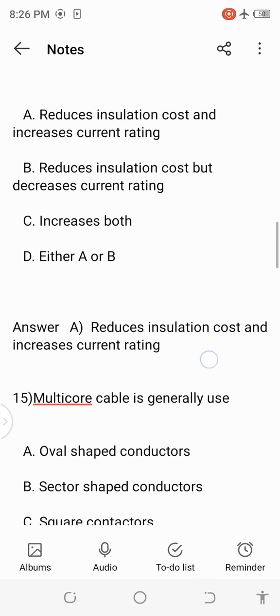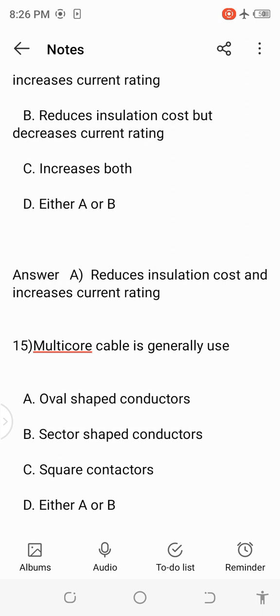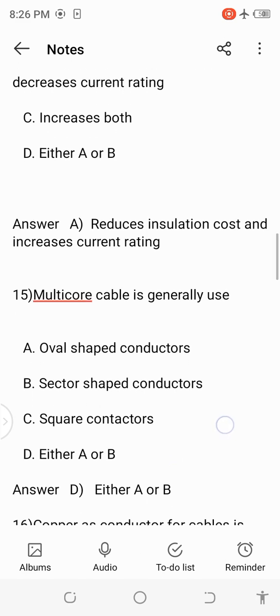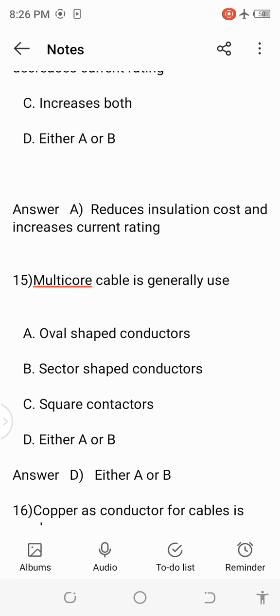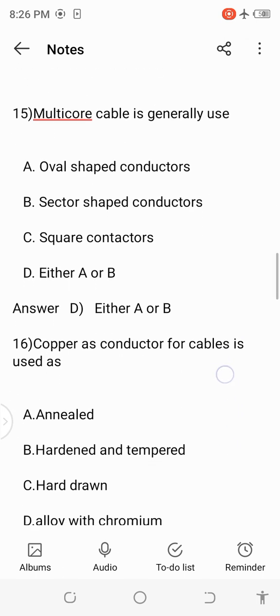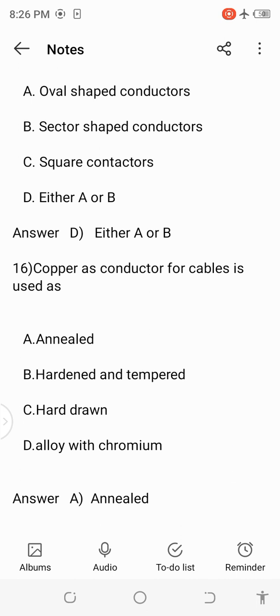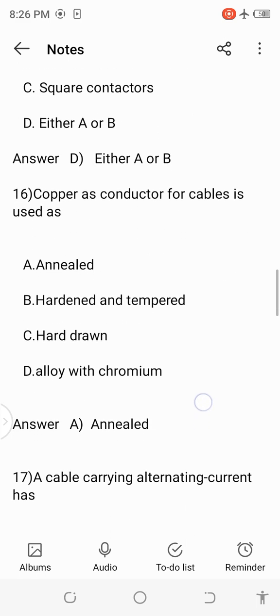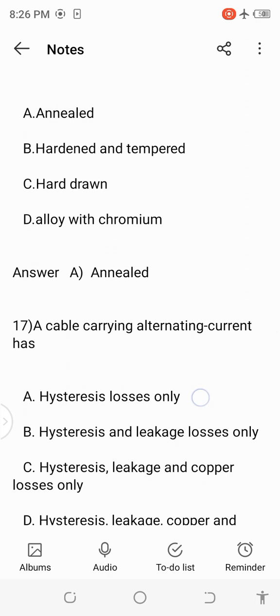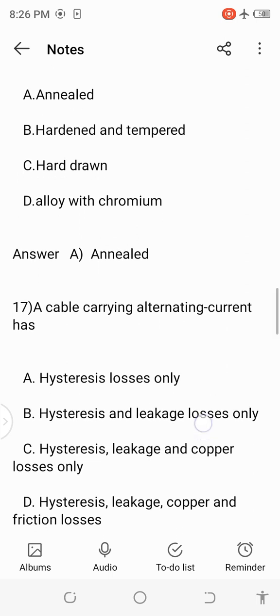15. Multi-core cable is generally used with: A. Oval-shaped conductors. B. Sector-shaped conductors. C. Square conductors. D. Either or all. Answer: D. Either A or B. 16. Copper as conductor for cables is used as: A. Annealed. B. Hardened and tempered. C. Hard drawn. D. Alloy with chromium. Answer: A. Annealed.